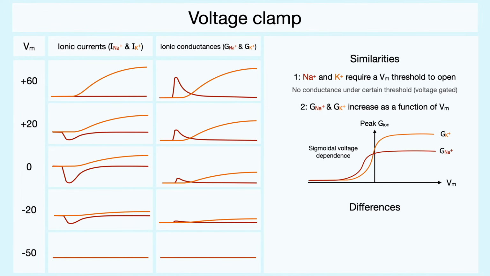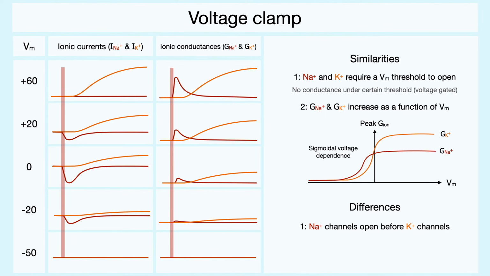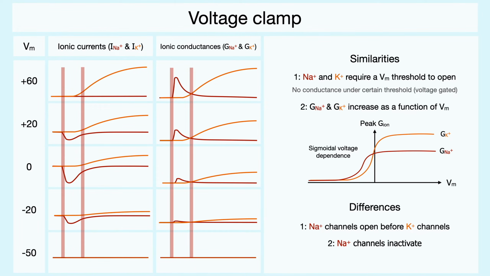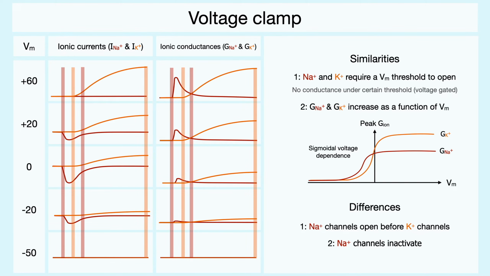In terms of differences, you can see that the sodium channels open more rapidly, and after a short time they inactivate. On the other hand, the opening of potassium channels is more delayed relative to sodium and remains sustained. As a result, the time courses of these two ion channels are very different. To understand why voltage-gated potassium and sodium channels have different voltage and time dependencies, we need to consider the individual structure of the channels and how they function by themselves.